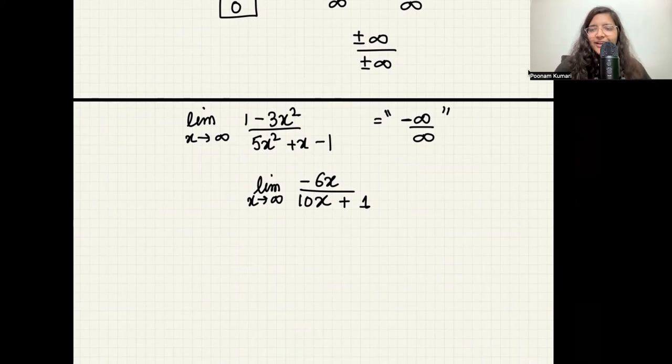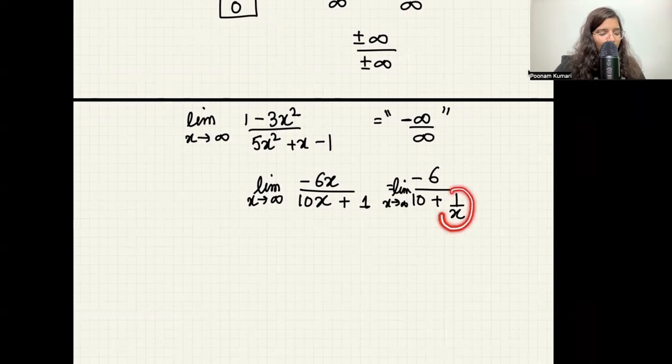But think carefully now. Can you manipulate it and see, if you divide numerator and denominator by x, what do you get? Minus 6 divided by 10 plus 1 by x. And now if you find limit as x is tending to infinity, what do you see? This number will converge to 0. This is 6 and this is 10. So what is your limit going to be? Minus 6 by 10. Okay. That is how you can figure out your limit.